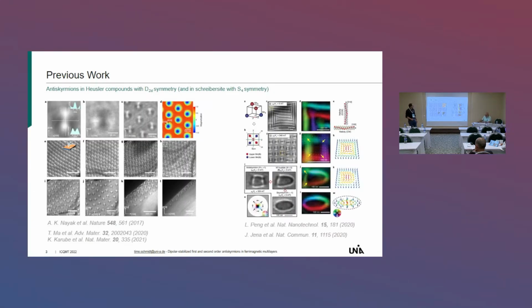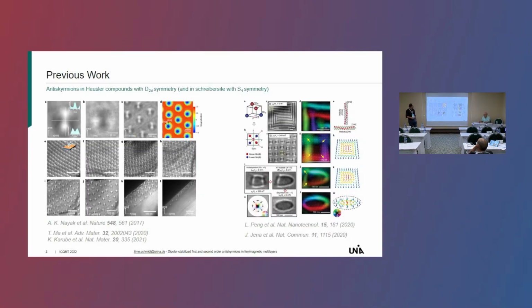And another example could be in Schreibersite with S4 symmetry. And in these materials, the skyrmions are stabilized by the Dzyaloshinskii-Moriya interaction mainly, the DMI, and through its symmetry reasons.